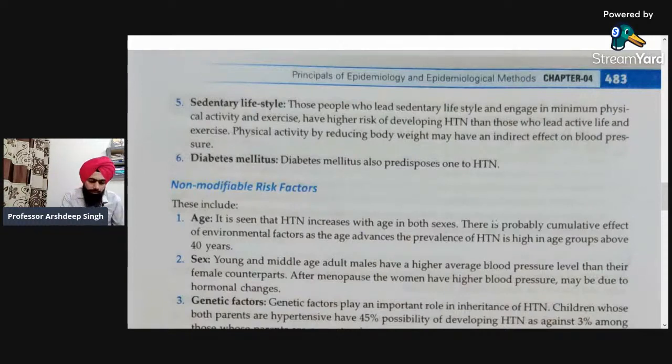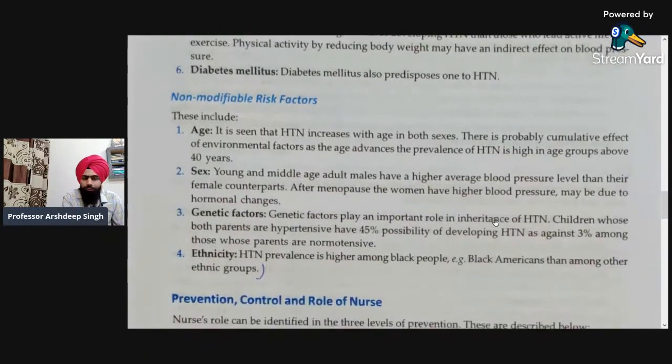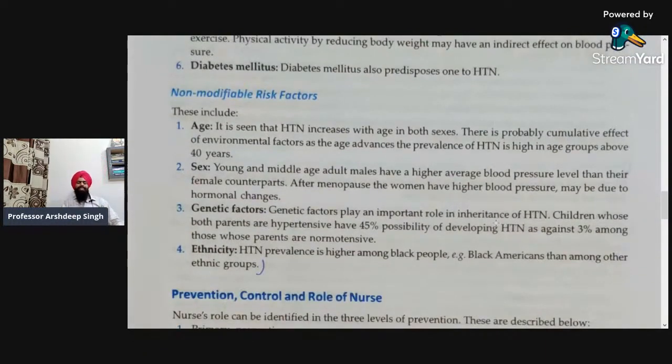Next, second is the category of non-modifiable risk factors, which means these are factors that also contribute to hypertension, but we can't modify them. For example, age. We can't decrease or increase age by ourselves. It is a continuous process, it will increase day by day. We can manage our lifestyle, but we can't manage our age. That is why it is a non-modifiable risk factor, and it is seen that hypertension mostly affects persons above 60 years of age, 40 to 50. So this is the age range for hypertension.